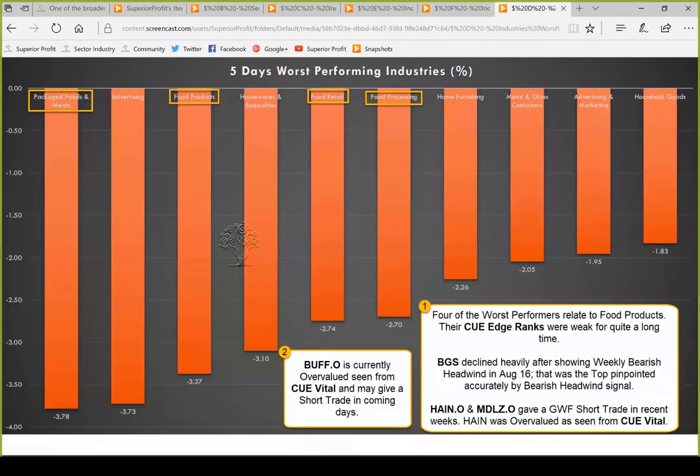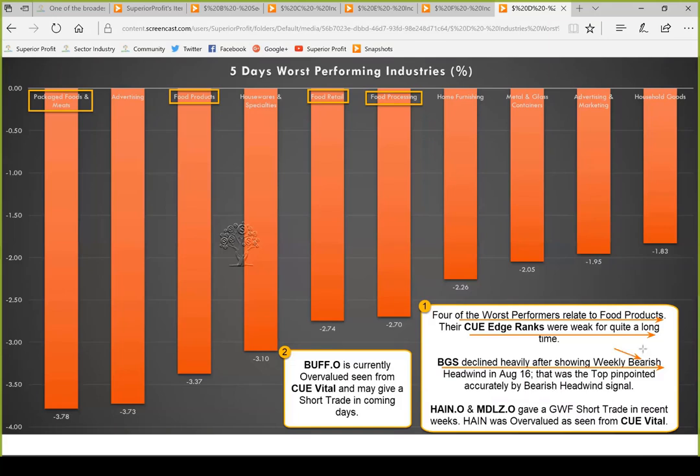Let's look at the worst performing industries of this week. We can see four of the worst performers relate to food products. Their QH ranks were weak for quite a long time. So if QH ranking was weak for a long time, we could have taken a short trade long time ago, at least in some of the stocks. BGS was one of them. It declined heavily after showing a weekly bearish signal.